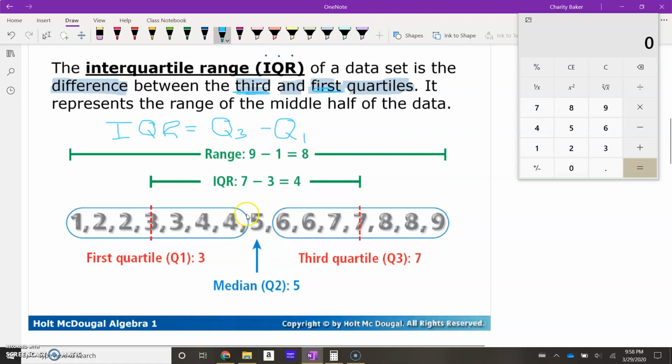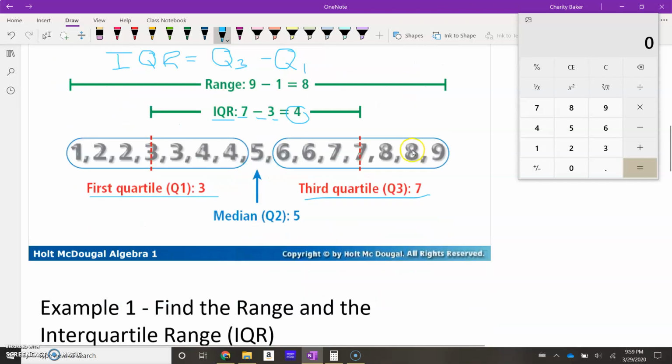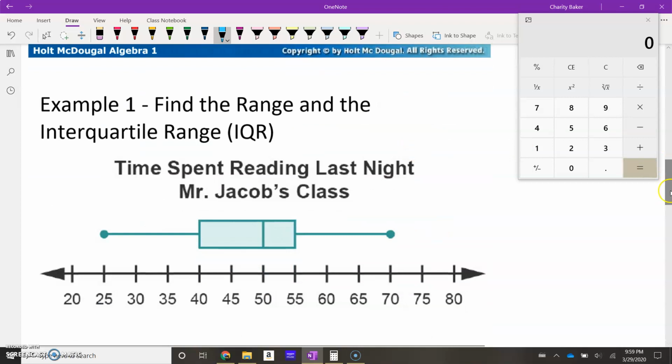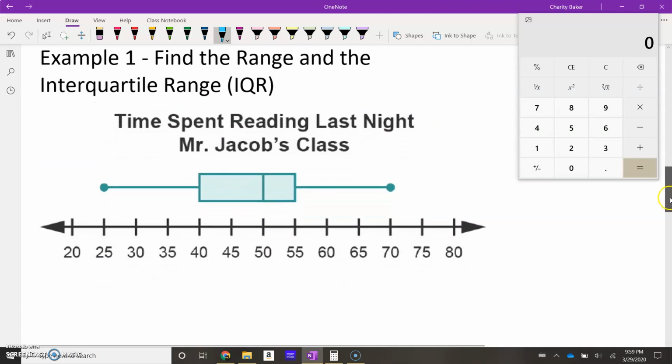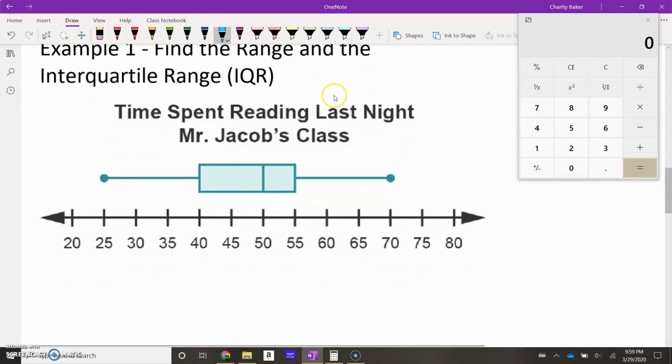Okay, and so you can see in this example here how they've taken the third quartile, Q3, and subtracted the first quartile, Q1. So the IQR is 7 minus 3, and that's going to be 4. And so you just need to be able to find these things from a box plot. So let's look at an example here. Let's find the range and the interquartile range. And we'll find the whole 5-number summary. We'll do the whole thing, just so you guys can see how easy it is.